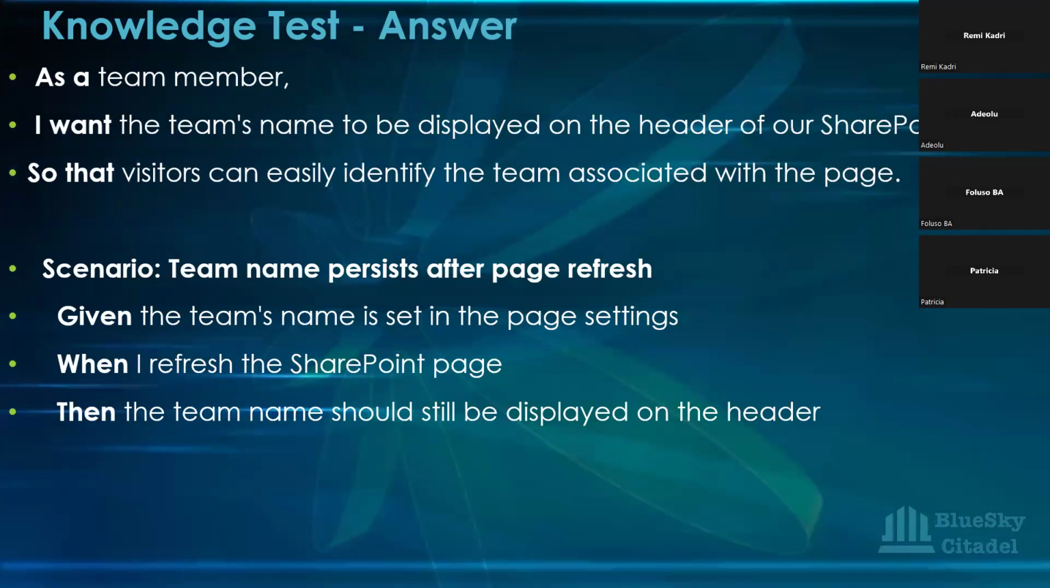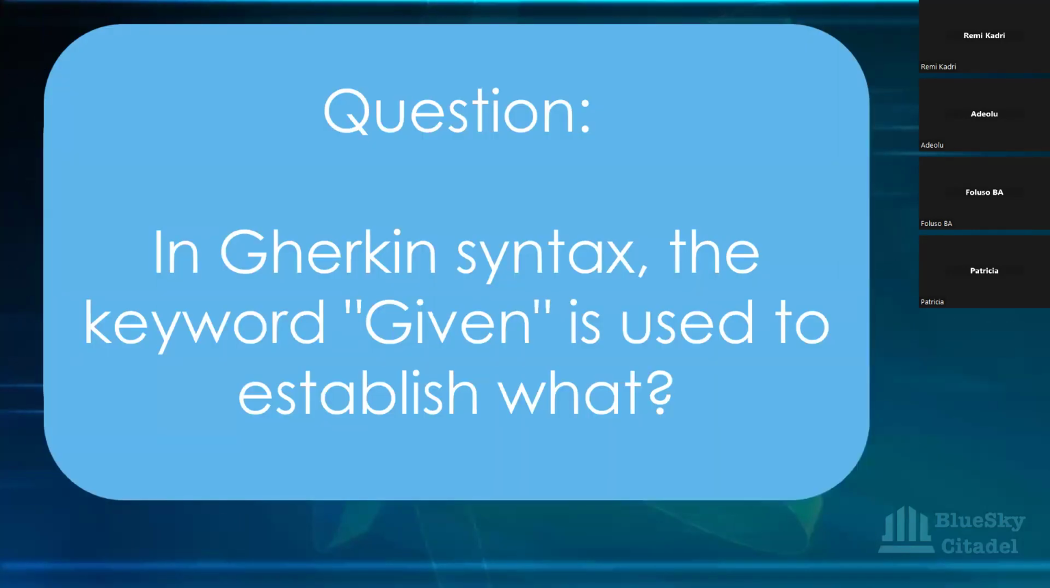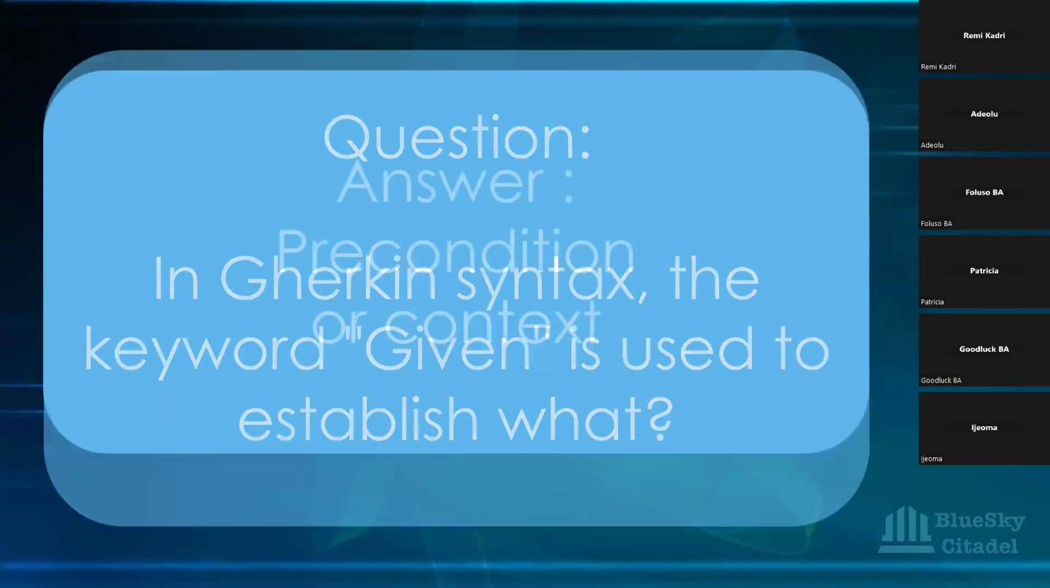Okay, now let's go to questions. In the Gherkin syntax, the keyword given is used to describe or establish what? Who can answer that for me, please? So what is given used to establish? Remember, I've said this. Precondition. Precondition, fantastic. It's used to describe the precondition or context, fantastic.